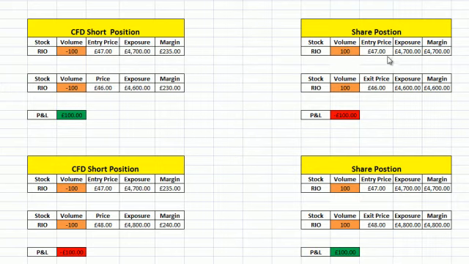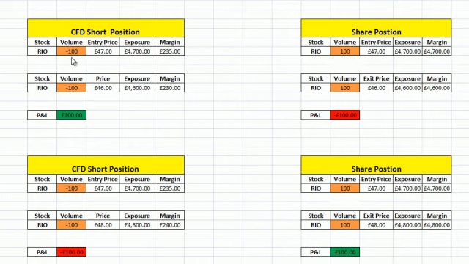So starting with the position we hold, we're holding 100 Rio at £47, which is an exposure of 4,700 quid. Margin for a share position is 100%, so we've got to outlay the full 4,700. Now let's say that's the price we're going to lock in our hedge, so the £47 for Rio. Now in the CFD position, you'll notice here's where the difference begins, in the volume section. So we are long 100 shares, we're short 100 CFDs.